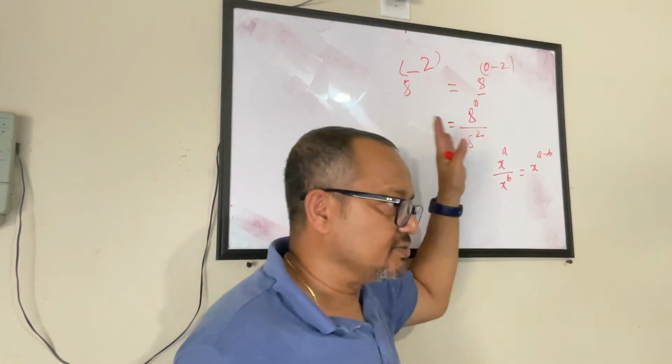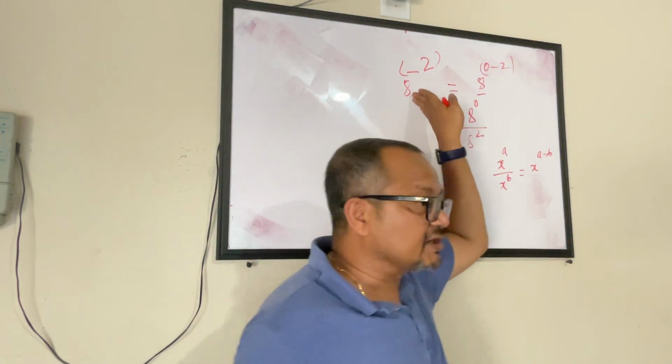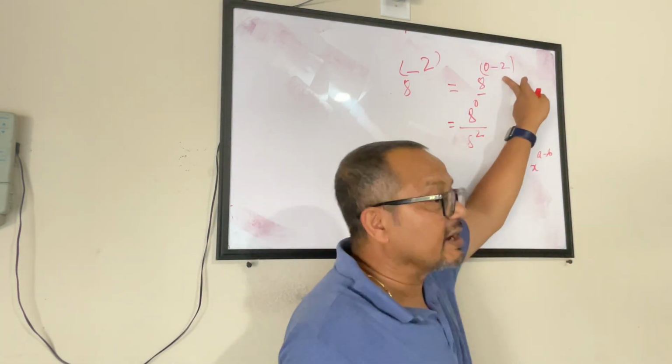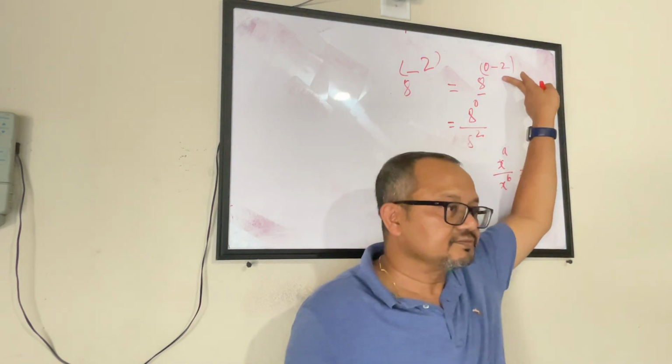Everybody here on the board. I said a to the power minus 2, I can write this as a to the power 0 minus 2. This part is okay? Yeah?